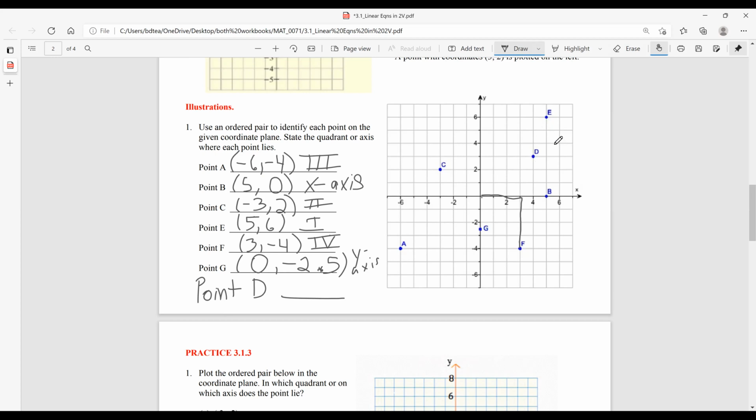If we look at point D here, the x coordinate is 4, and the y coordinate is 3. So point D is 4, 3, and it's in quadrant 1. It gives you a nice overview of how to plot points.